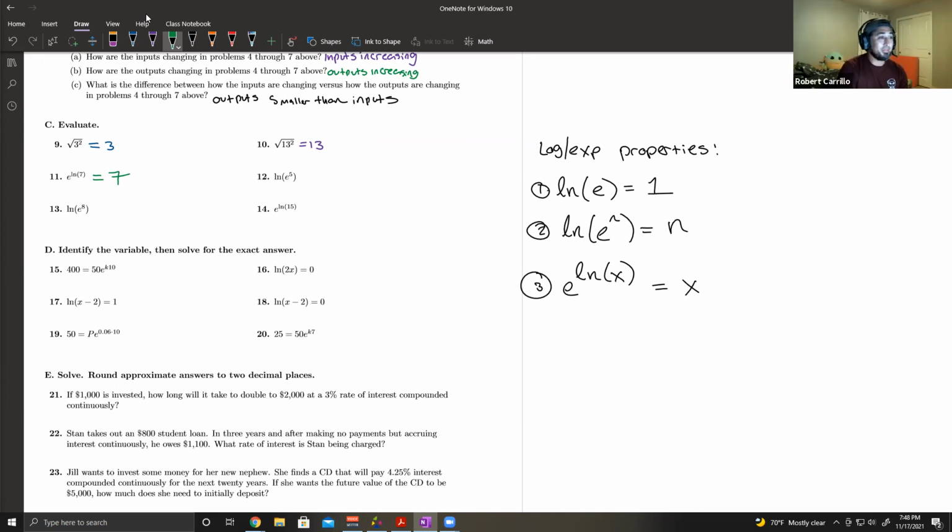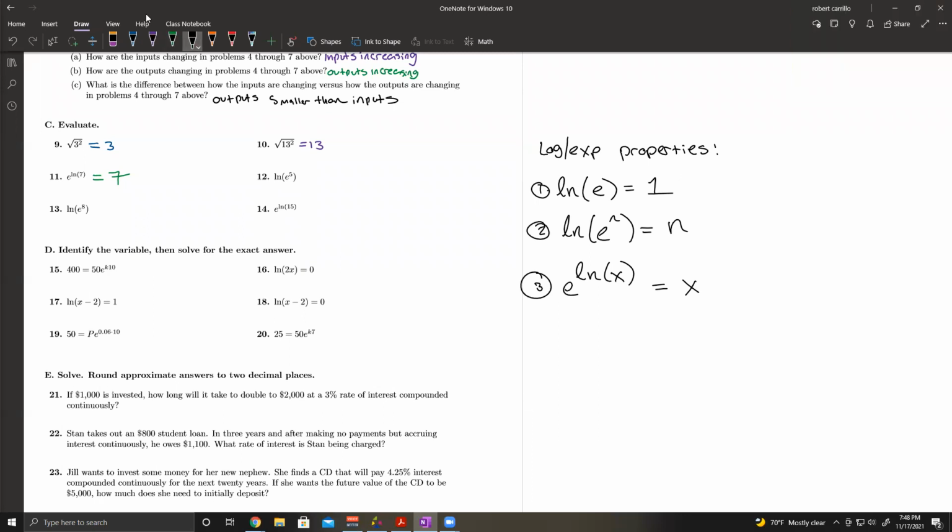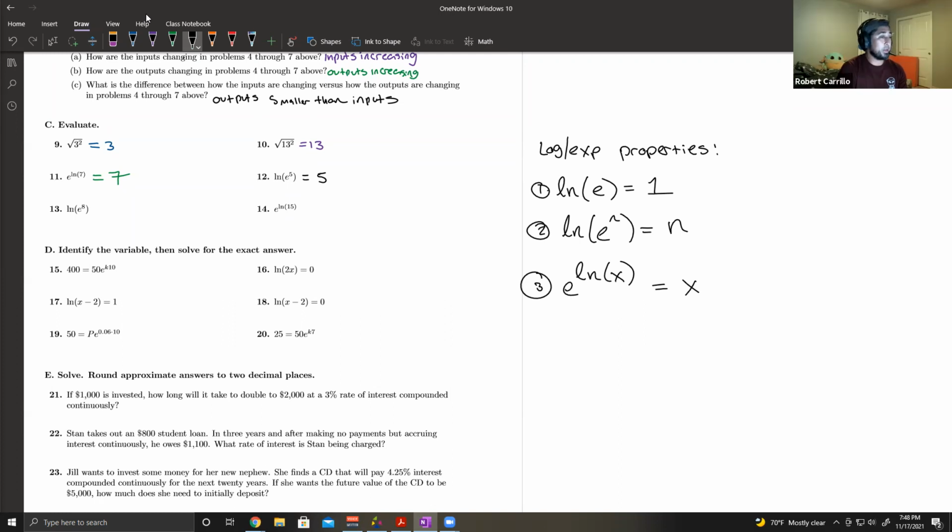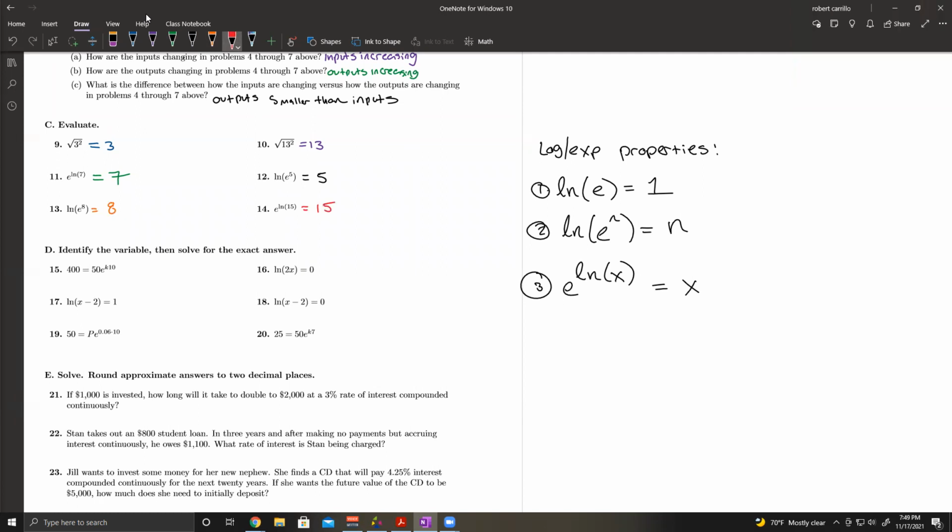Now, number 12. The natural log of e to the 5th. Does this look like 1, 2, or 3? 2. So the natural log and e would cancel, and what would I be left with? 5. Good. What about 13? What would I be left with? 8. And what about 14? What would I be left with? 15. That's it.